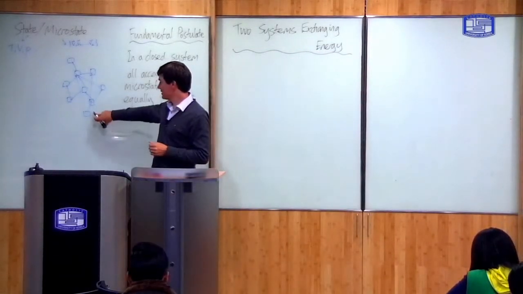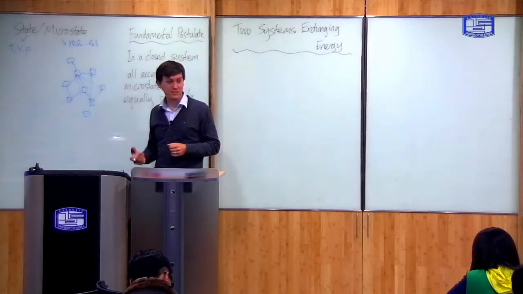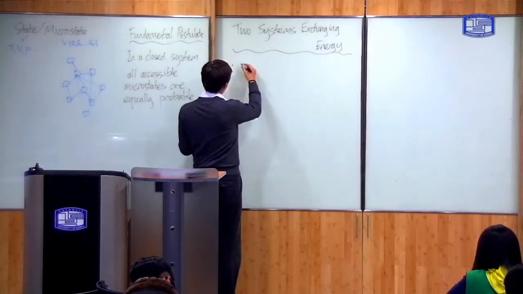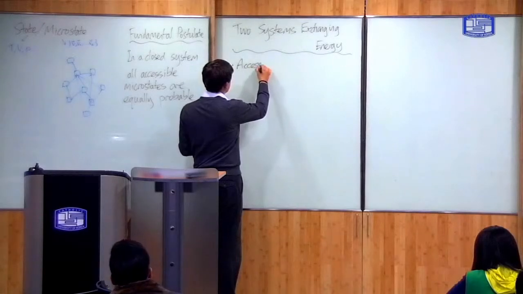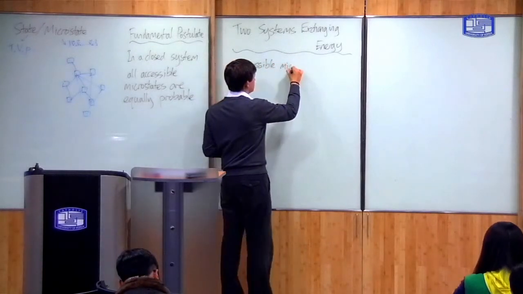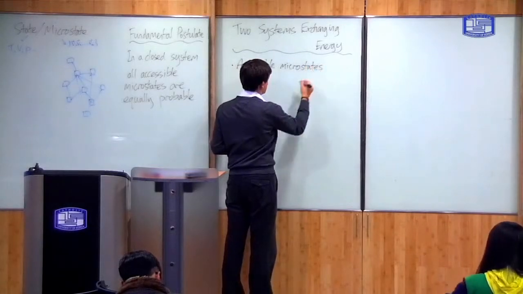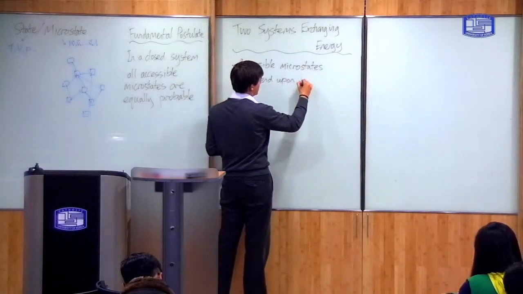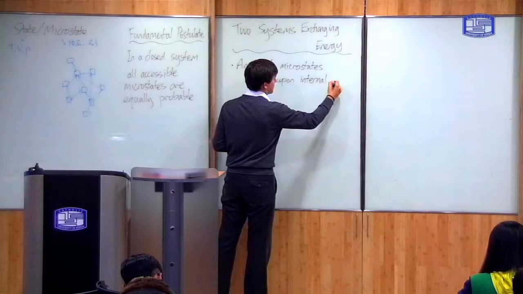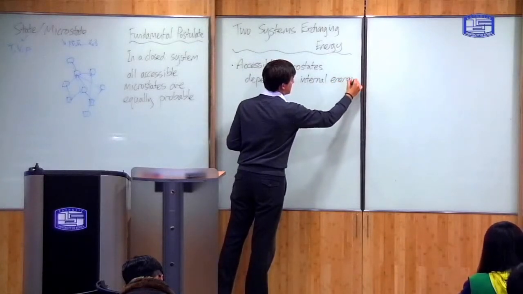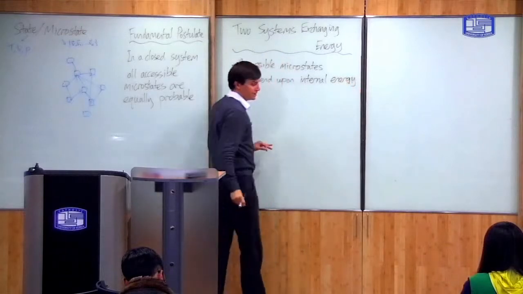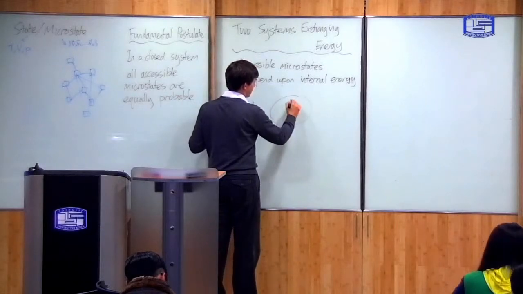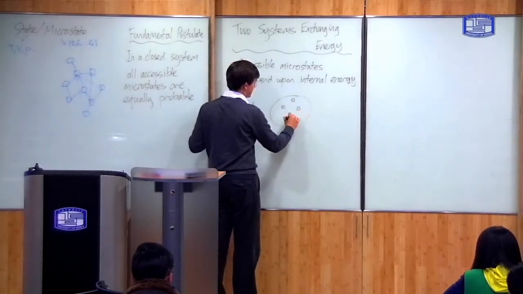So in general, the microstates that a certain system can have depend upon its state, and in particular depend upon the energy of the system. So, the accessible microstates depend upon the internal energy. What I mean by this is, if the system has some internal energy U1, then there will be a certain network of microstates, which you can cycle between and so on.